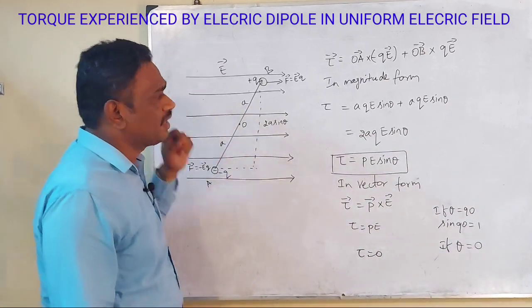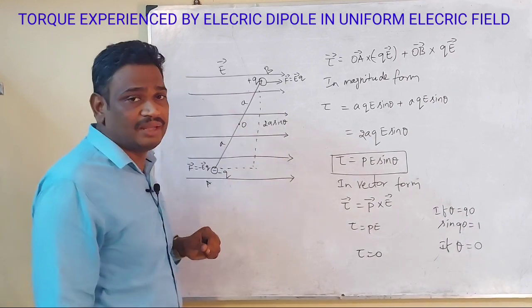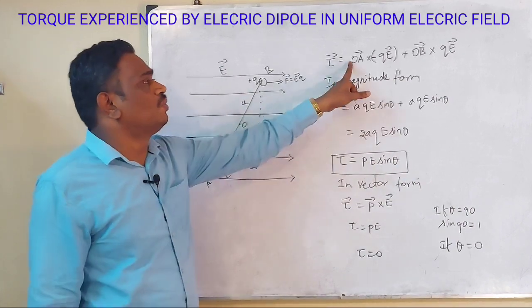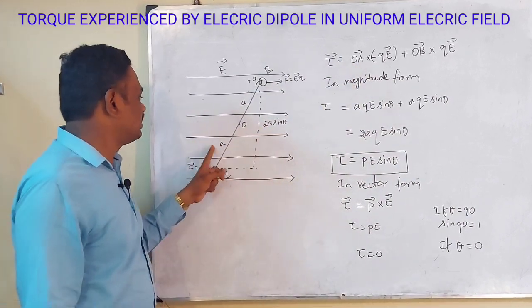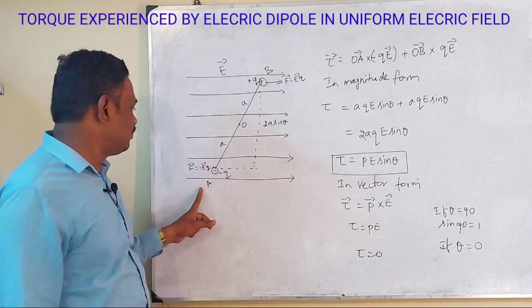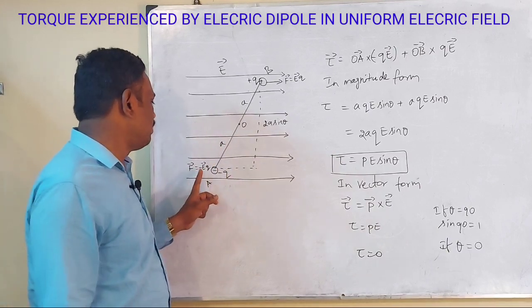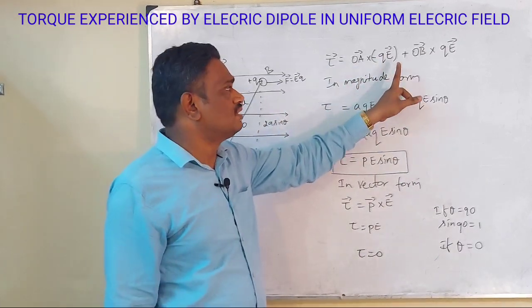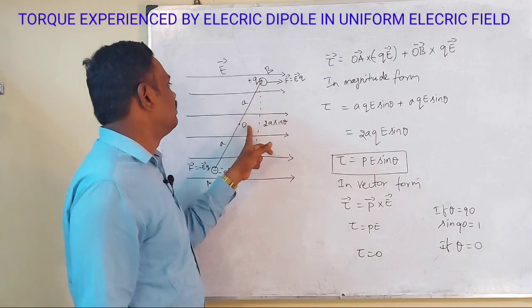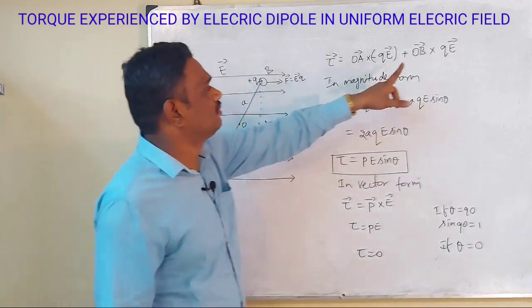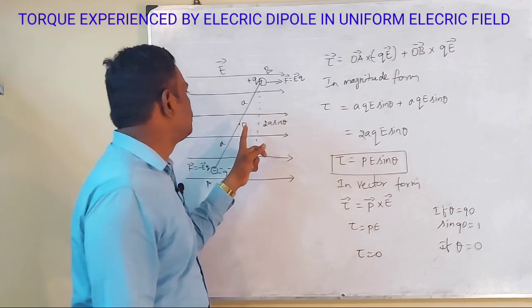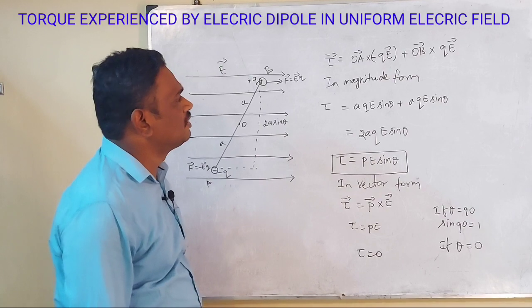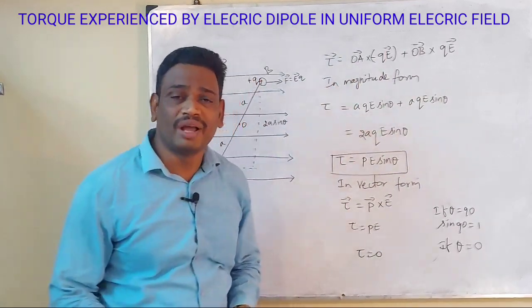In this case we are going to write the torque about the center of the dipole. From the center O to A the distance is OA, which is nothing but a, and the force experienced by the minus charge is minus E vector q. So distance into force. Similarly, here the distance is OB and the force is qE. So this is in vector form. Now I am going to write it in magnitude form.